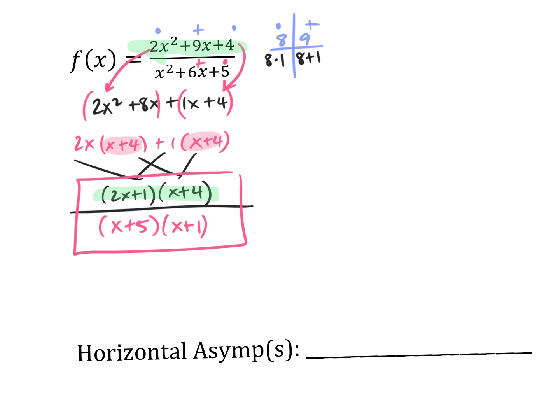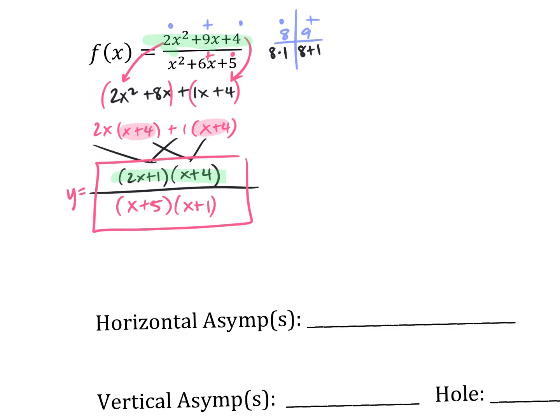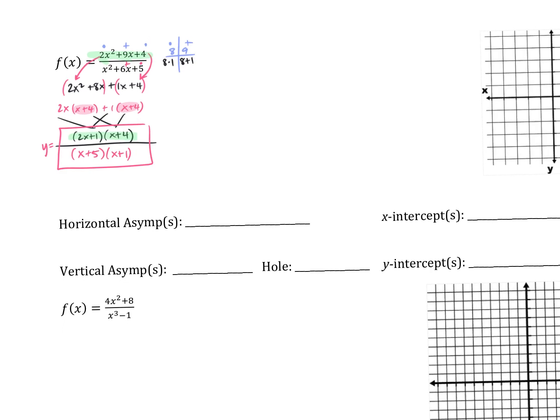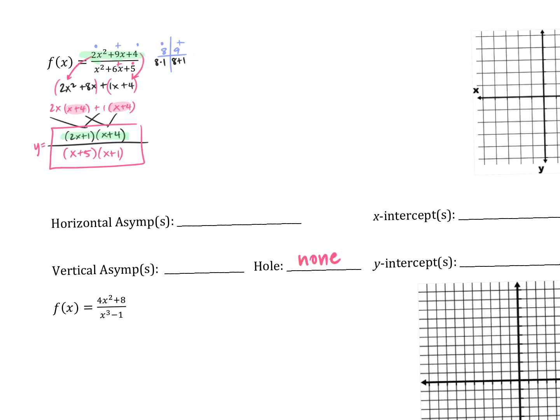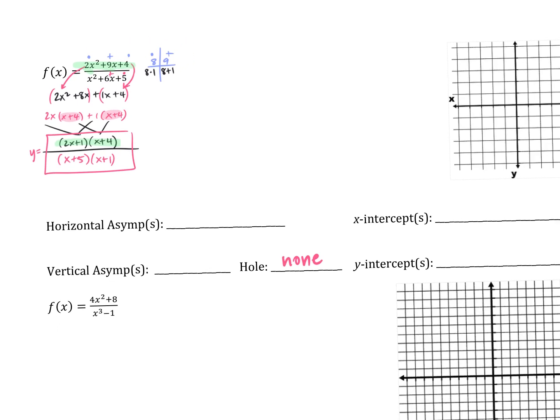This is my function factored. And there's no hole. Does there have to be a hole? There sure does not need to be a hole. Then this one, there doesn't happen to be one. So we would just say hole, none. We love when there's no hole. You know what I'm saying? We don't have to worry about it.